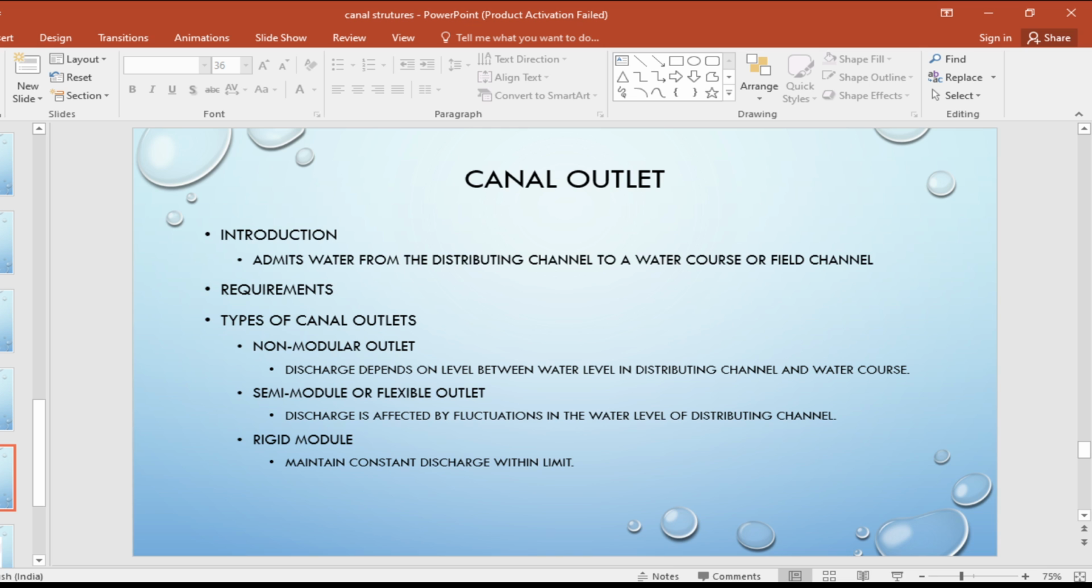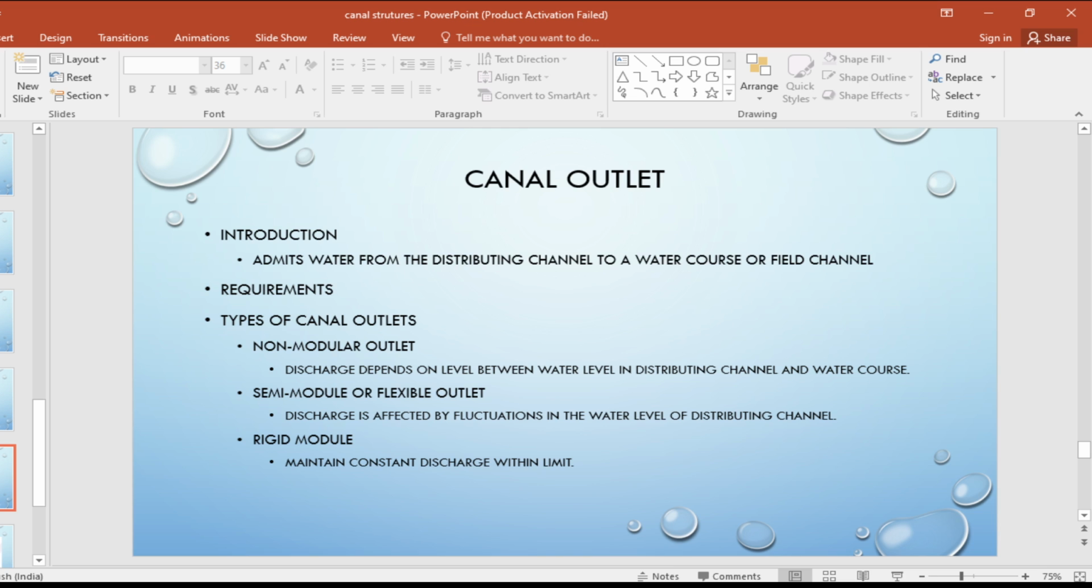Now under this category there are some common examples of common types of outlet. First is submerged pipe outlet, second is masonry sluice and orifices, and third is wooden chutes. Okay, these are the common examples of non-modular outlet.